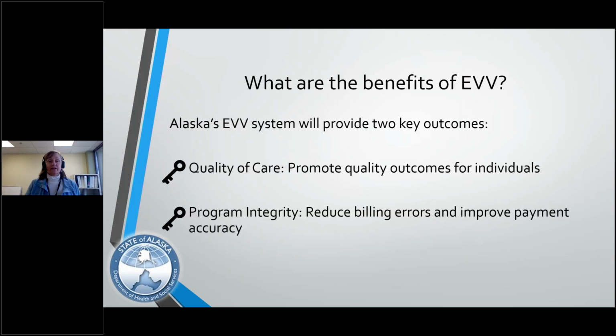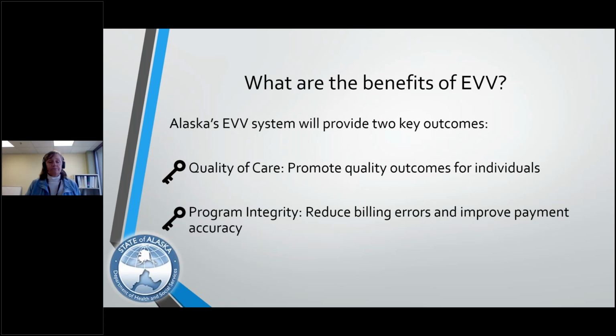What are the benefits of EVV? So, the federal government decided to enact this because there were several issues with the quality of care and the amount of fraud, waste, and abuse in services that are delivered in a home and not where other people can see what's happening. So we have quality of care issues. It provides a greater opportunity for data to support quality improvement and program efficiencies. It also gives you a real-time view of utilization and services provided. So it's meant to improve the quality of care for Medicaid recipients.